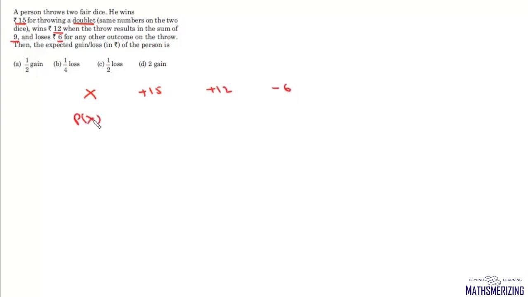Now what are the probabilities? Now he'll get 15 when he throws a doublet, and this probability is 6/36. Now he'll get ₹12 if the sum is 9. So it'll be 9 if it is 3, 6, 4, 5, 5, 4 and 6, 3, which is 4/36, and all other cases it is minus 6. So it'll be this 10/36. 1 minus 10/36 is 26/36.